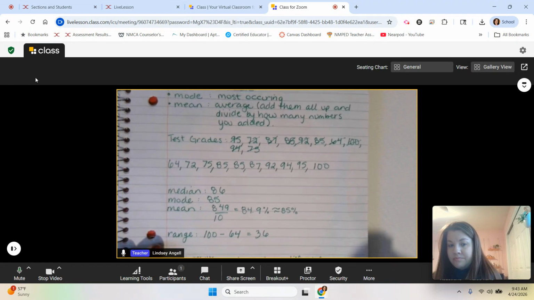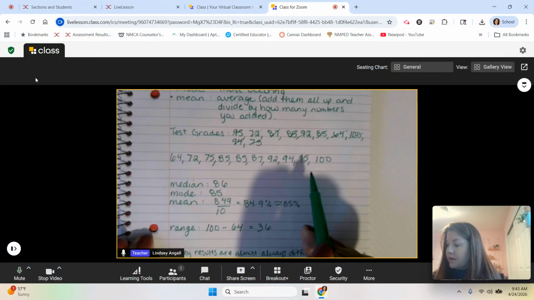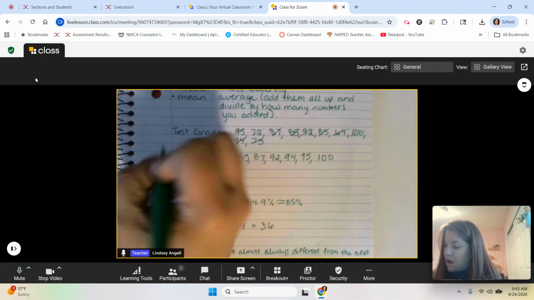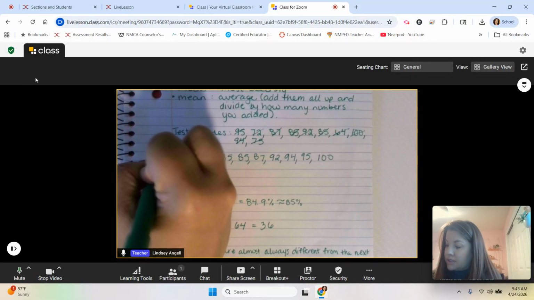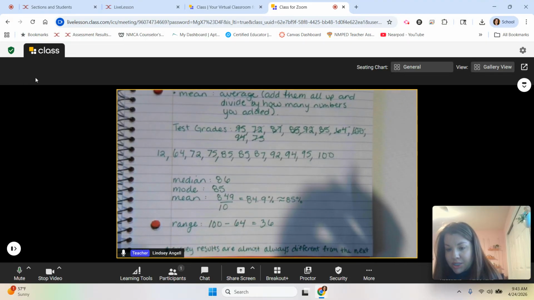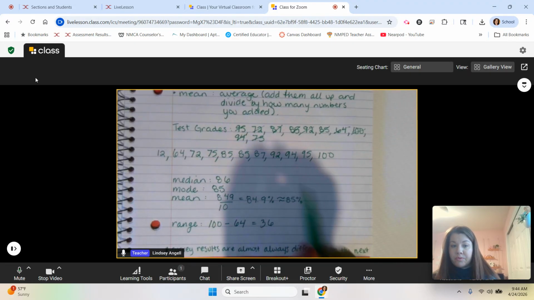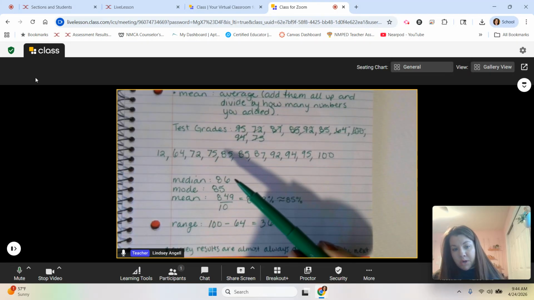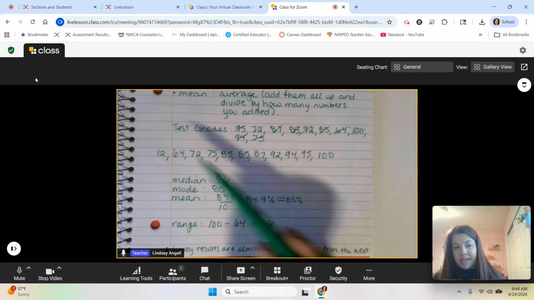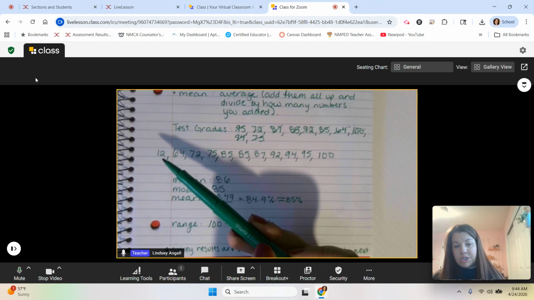Okay? Now, let's just say there was a score where somebody like really didn't try. Maybe they got like a 12%, right? That changes the data a whole bunch, right? Because one, the median wouldn't change too much. So if there is a number like that where it just doesn't fit with the rest of the data, that's called an outlier, right? And it really can change things.